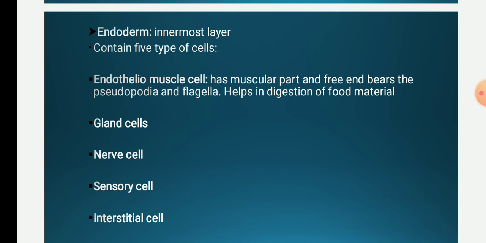Then the other different types of cells which are found in the endoderm are the gland cell, nerve cell, sensory cell, and interstitial cell. The function of these cells is similar to that of the cells which are found in the ectoderm. That is, the gland cell secretes the digestive enzyme and mucus, while the other cells are like those of the ectoderm.